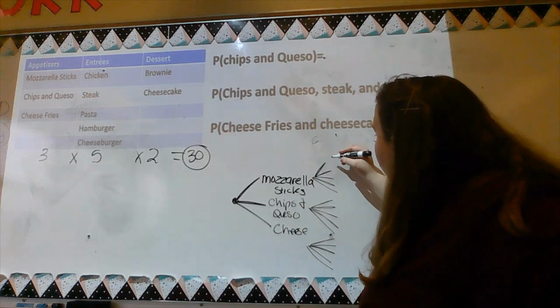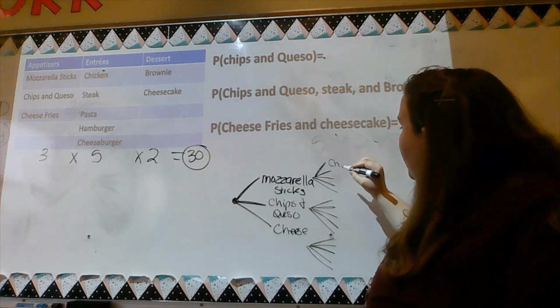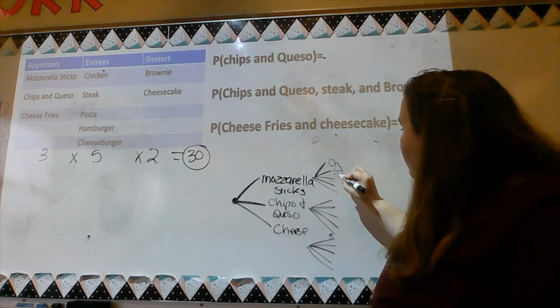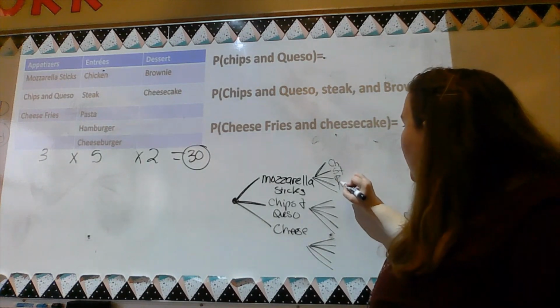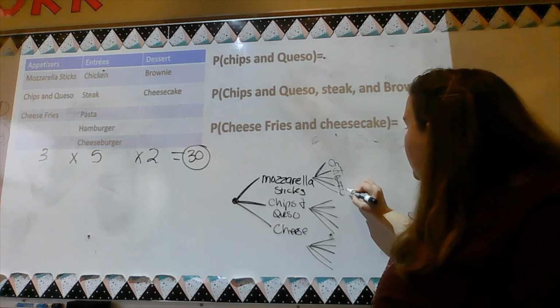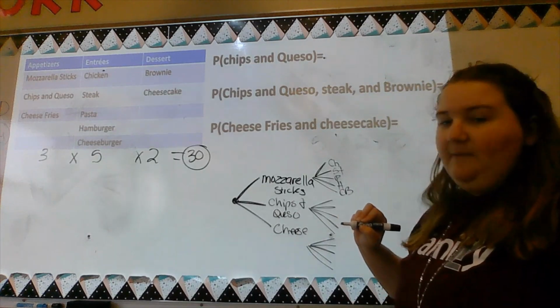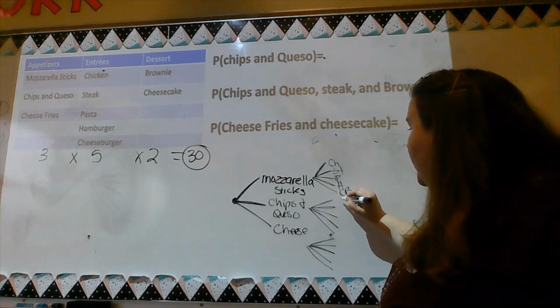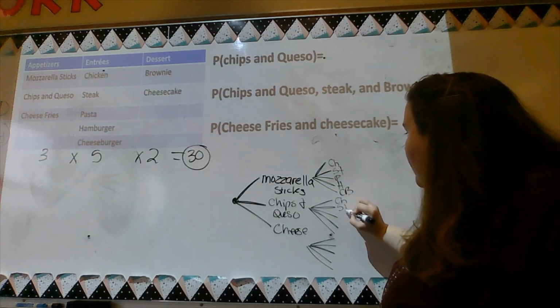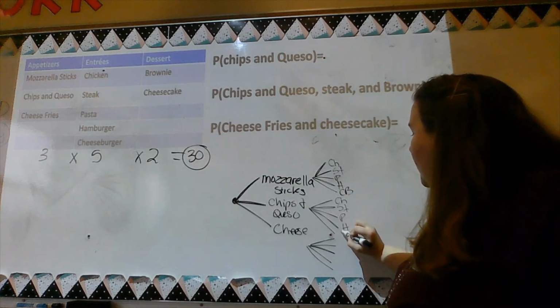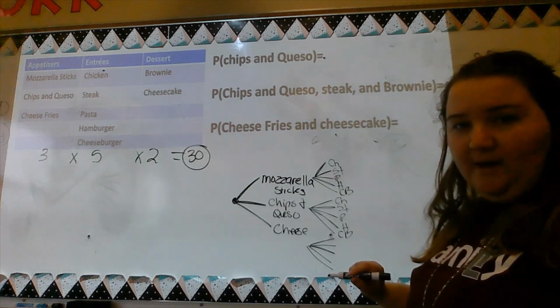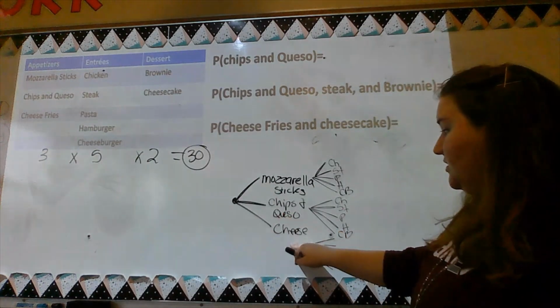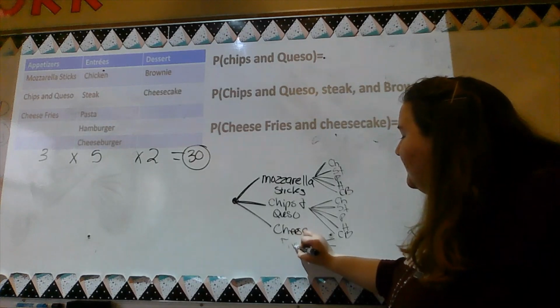I'm going to put CH for chicken, ST for steak, P for pasta, H for hamburger, CB for cheeseburger. Okay? Then for chips and queso, I could also get chicken, steak, pasta, hamburger, cheeseburger. Okay? Then for cheese fries, I have 5 options.